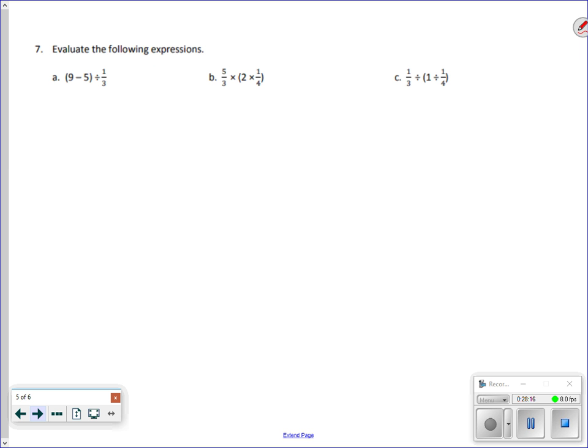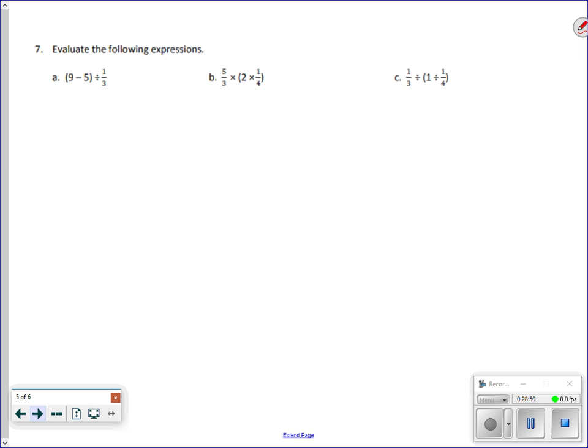So, the difference of 9 and 5 divided by 1/3. The product of 2 and 1/4 multiplied by 5/3. The quotient of 1 and 1/4, and 1/3 divided by the quotient of 1 and 1/4. What are the answers of those 3 problems? You need to know how to multiply and divide fractions. That's all we've been doing all quarter long. Unfortunately, some of y'all still managed to get that stuff out.